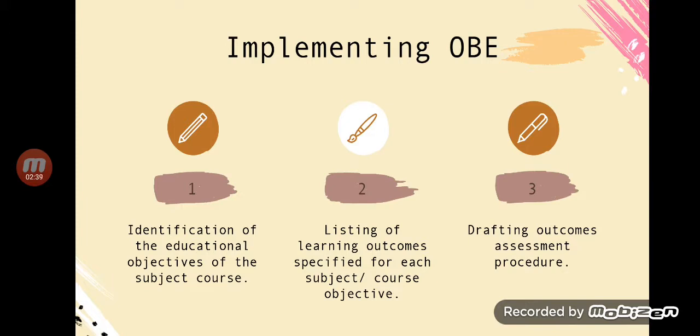Now, after we identify that, let us try to list all the learning outcomes specific for each subject or course objective. Now, as I've said a while ago, the learning outcomes are always stated as concrete active verbs. Like, for example, to demonstrate, to explain, to differentiate. Now, this kind of verbs, a very good source of these learning outcomes, can be obtained through the use of the Bloom's taxonomy of educational objectives.